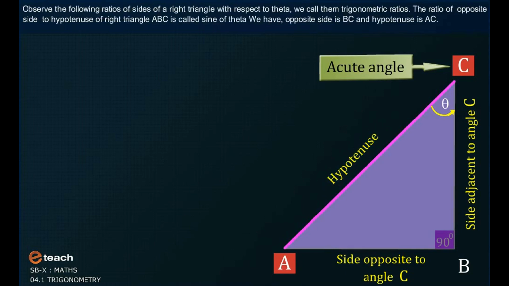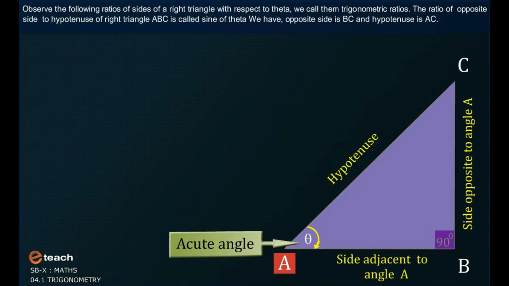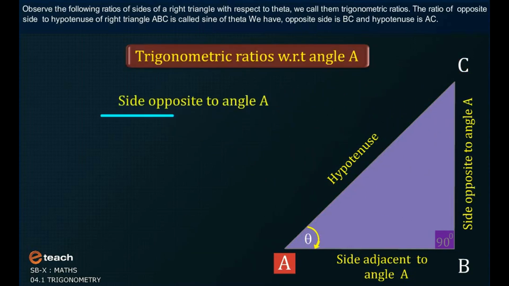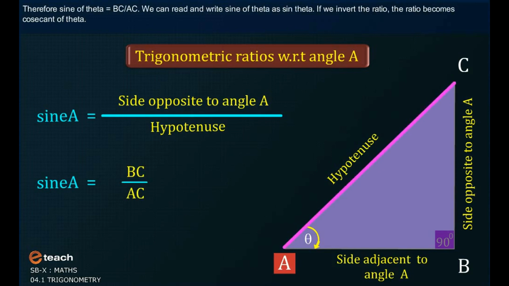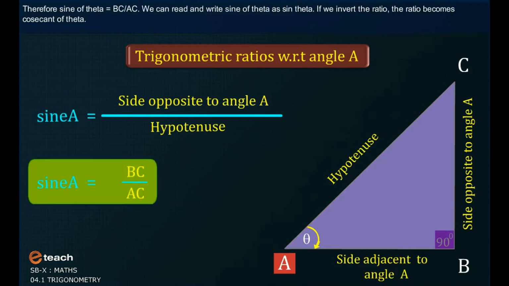Observe the following ratios of sides of a right triangle with respect to theta. We call them trigonometric ratios. The ratio of opposite side to hypotenuse of right triangle ABC is called sine of theta. We have opposite side is BC and hypotenuse is AC. Therefore, sine of theta is equal to BC upon AC. We can read and write sine of theta as sin theta.